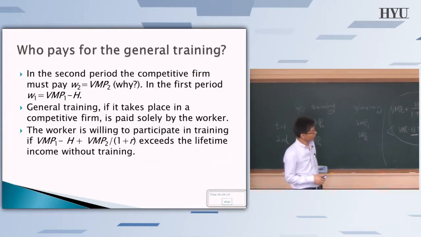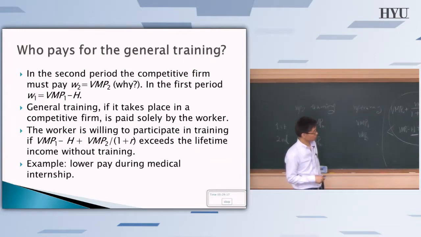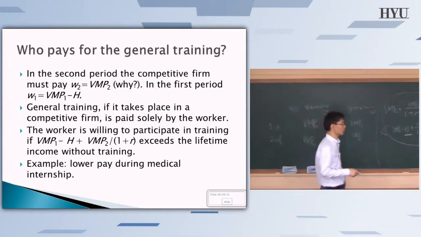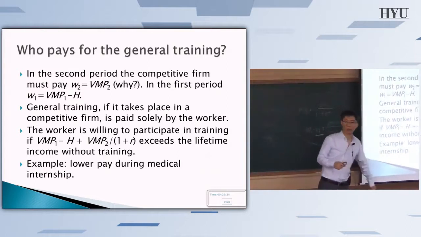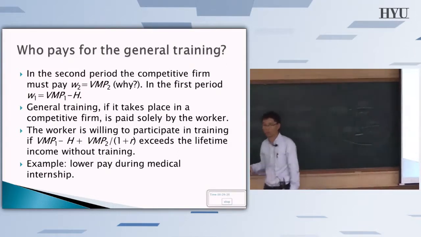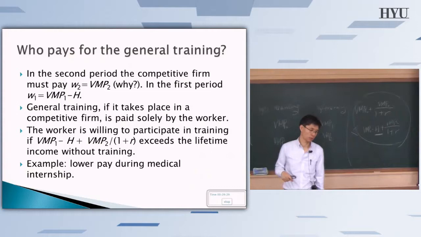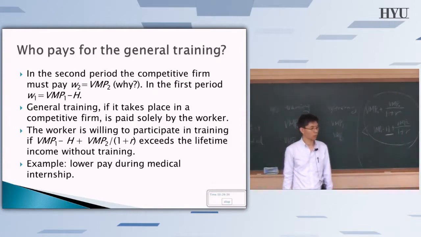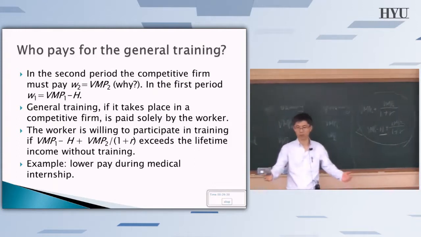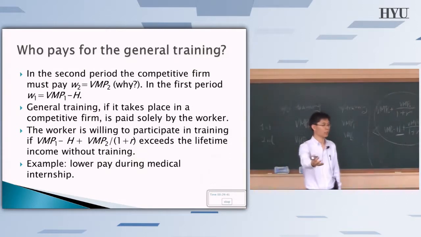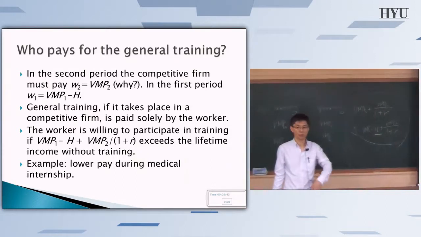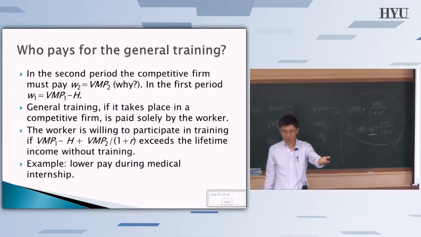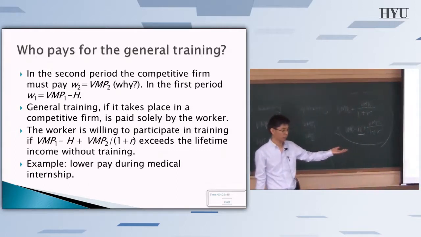So one example that I give you is this lower pay during medical internship. Okay. So medical internship is a general training. So no hospital has any incentive to pay for the training of the interns. Okay, you think about it, right? Even if you pay for the interns' training in the first period, in the second period, if you say that okay, I should pay you less than what you are actually worth in the market because I paid for your education in the first period.